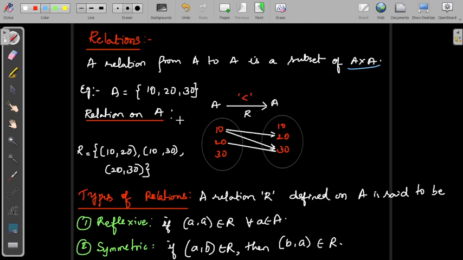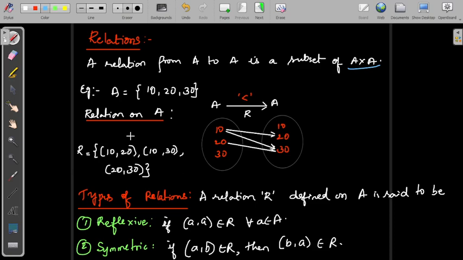The example is, take A with the three elements 10, 20, 30. Then another set is also the same A, 10, 20, 30. I have defined a relation less than from A to A. So 10 is less than 20. 10 is less than 30. They are connected. 20 is less than 30. Then no other element is connected. Therefore, this relation R contains the elements (10, 20), (10, 30), (20, 30). So this is how we define a relation on a given set. It is called a relation from A to A.